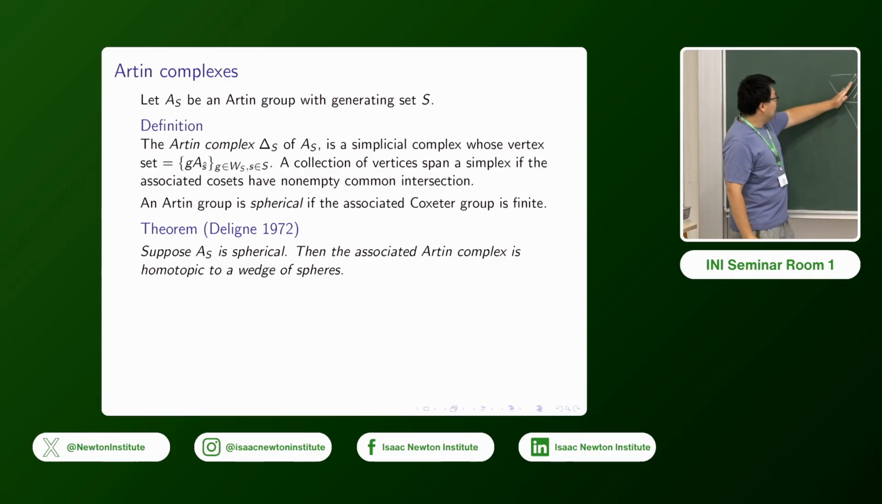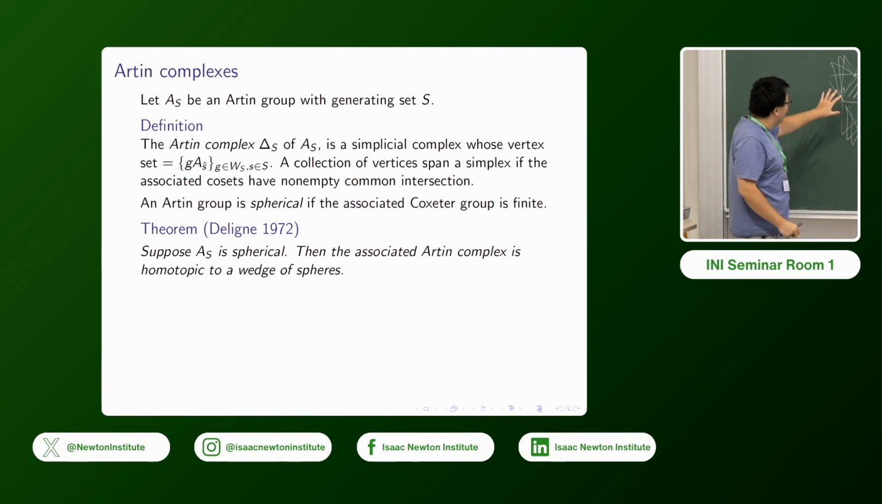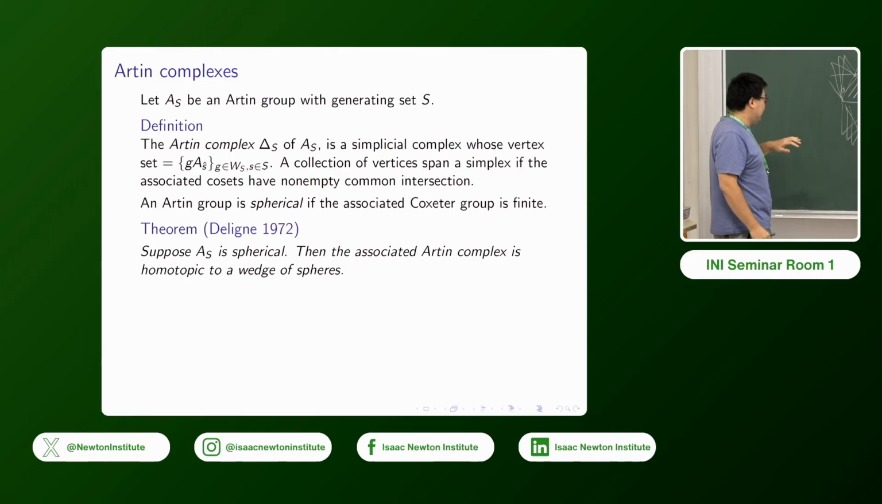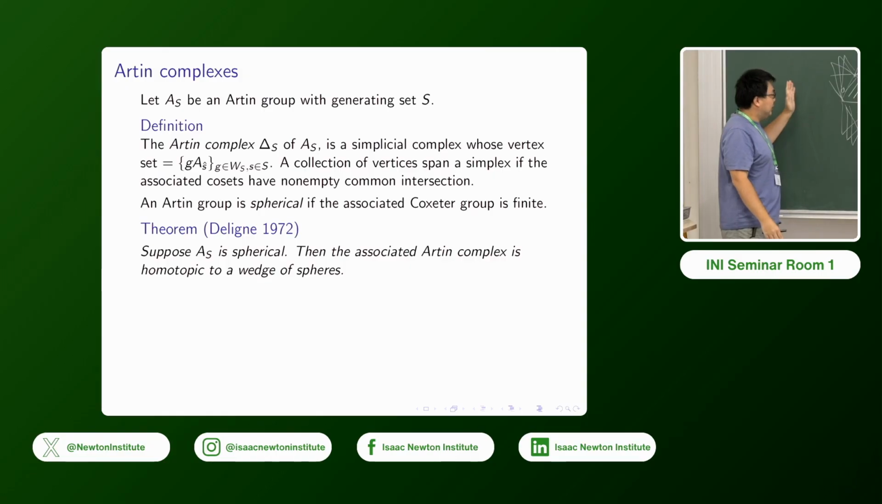But now your generators have infinite order. So that means on each side, you will have infinitely many triangles branching out. Okay, so that's a rough picture of what the Artin complex looks like. It's more sophisticated, but there's one thing: the Artin complex looks a little bit like a building, just for this example.